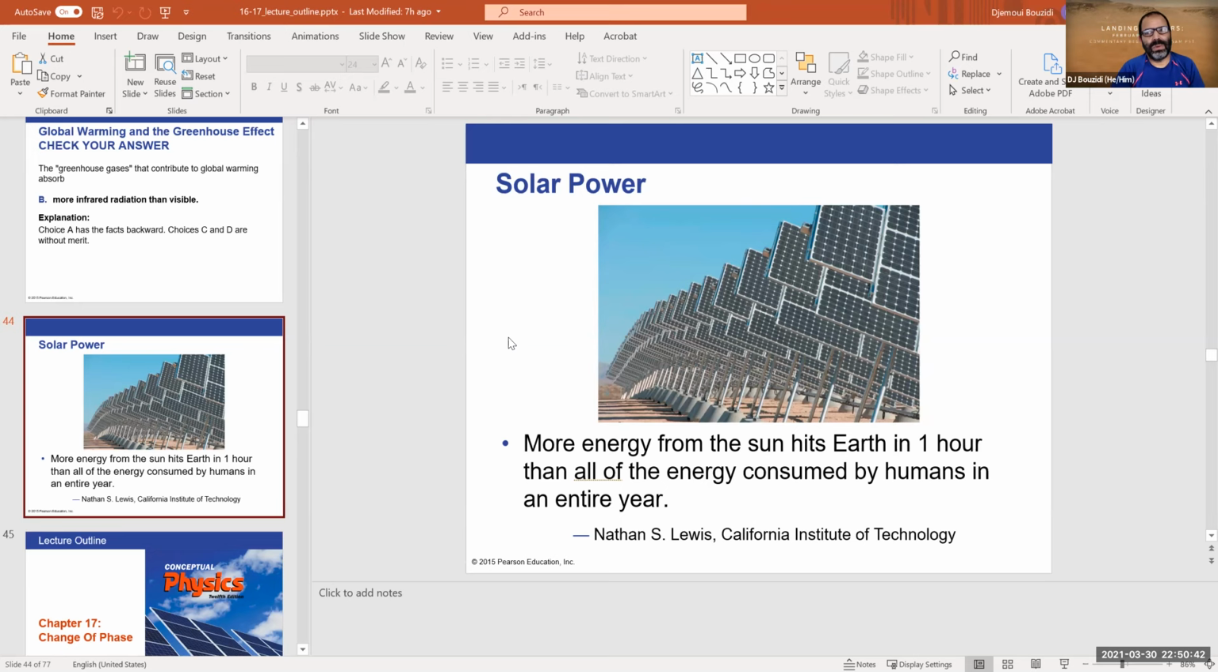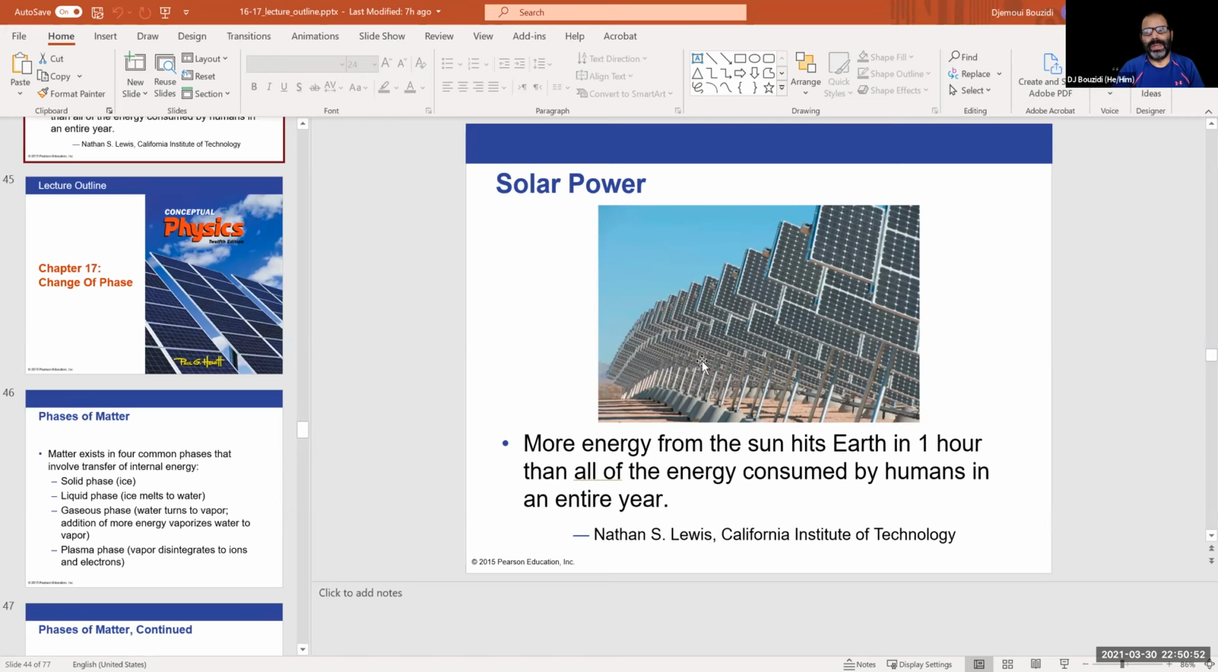But if we have industrial applications like this one, that's actually even better. And it's an abundant form of energy. Okay.